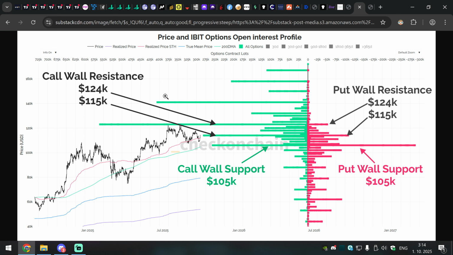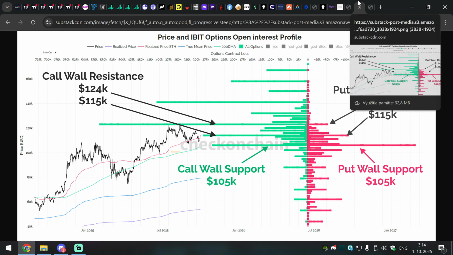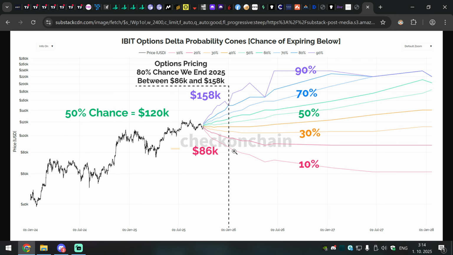Puts are also aligned with those calls, so that's cool. And this one I can close now. And here is the delta probability counts.